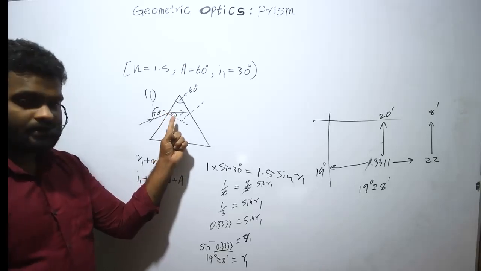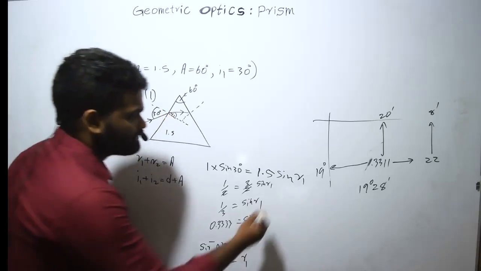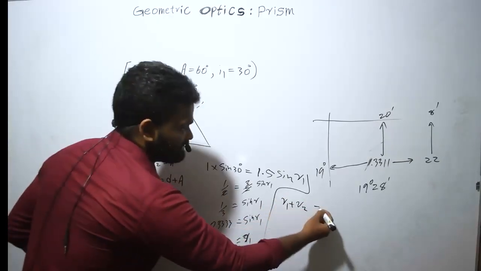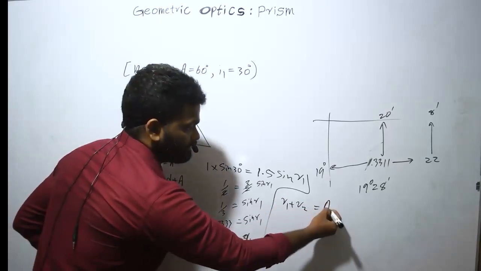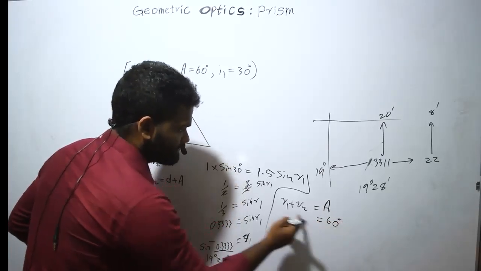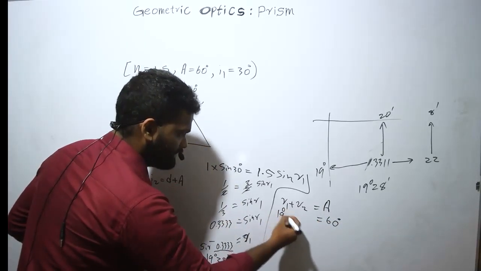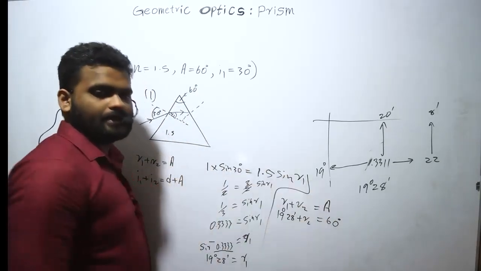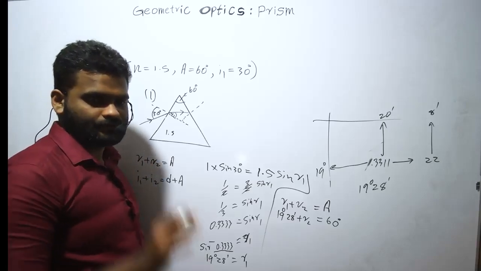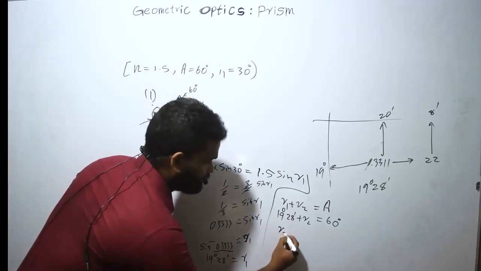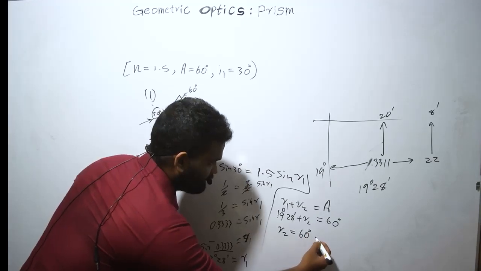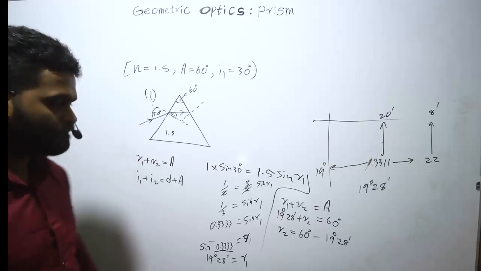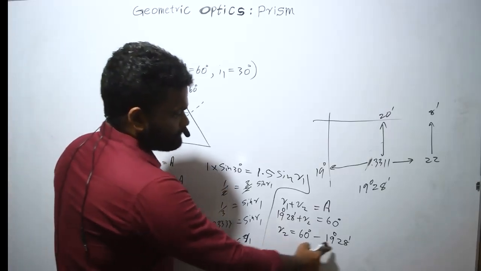If you know R1, the other thing you know is the value of R1 plus R2. R1 plus R2 is the prism angle, right? So the prism angle is 60 degrees. R1 is 19 degrees 28 minutes, plus R2. So now you can find R2. If you have any issue, let me know. So R2 is equal to 60 degrees minus 19 degrees 28 minutes. So you should be able to do this subtraction.